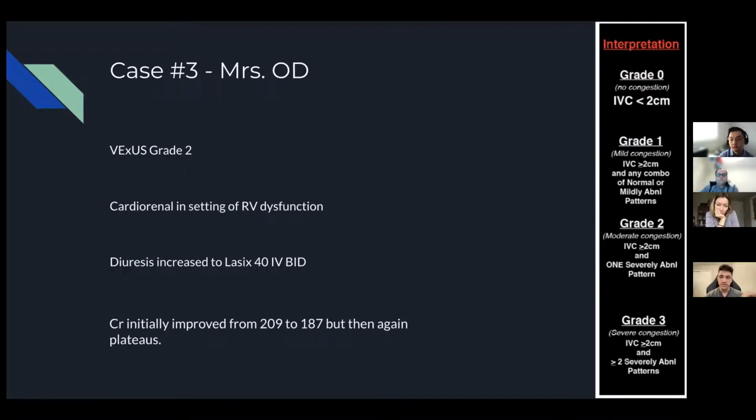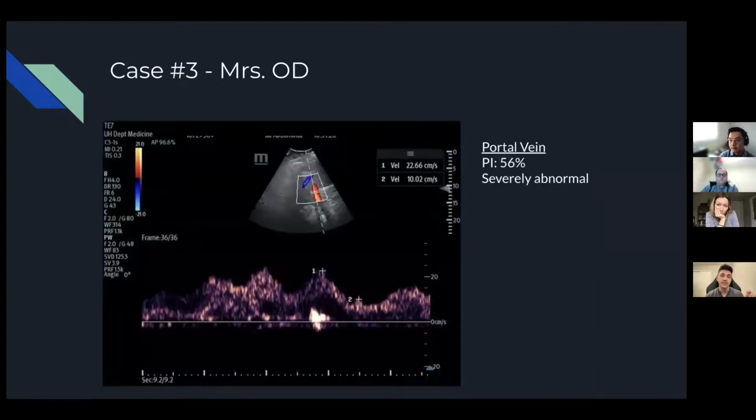Now, this is an interesting part of this case, I thought, is that another ultrasound was done at this time with a VExUS looking at her portal vein. And as you can see, it looks a lot more scalloped than the study done a few days earlier. And if you look at her pulsatility index now, it is 56%, in the range of severely abnormal and probably worse than it was before. Keep that in the back of your minds.